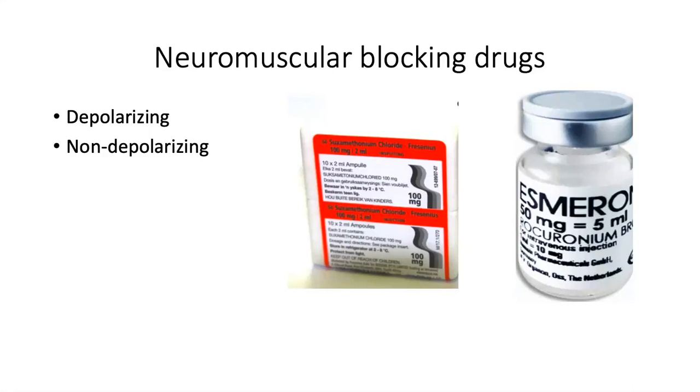Then you have your non-depolarizing muscle relaxants. There are many of them. The example I've put here is esmolol. The trade name is rocuronium. It works differently from suxamethonium in that it is competitive in nature. So it's antagonistic, and it's competitive. It competes with the acetylcholine for the binding of the acetylcholine receptor.